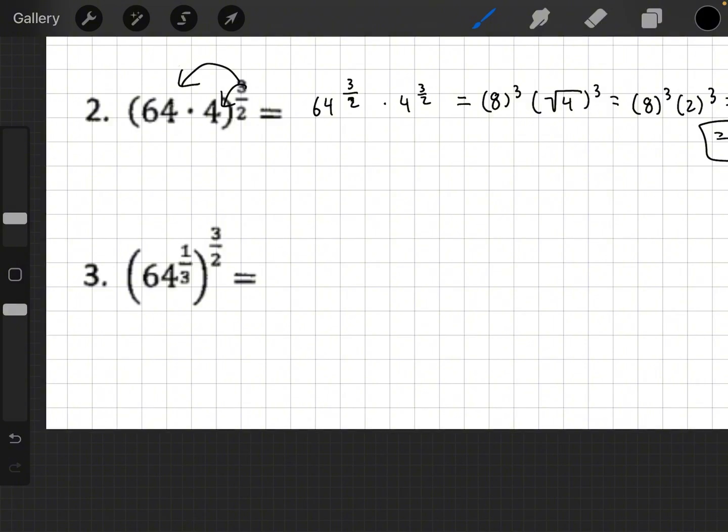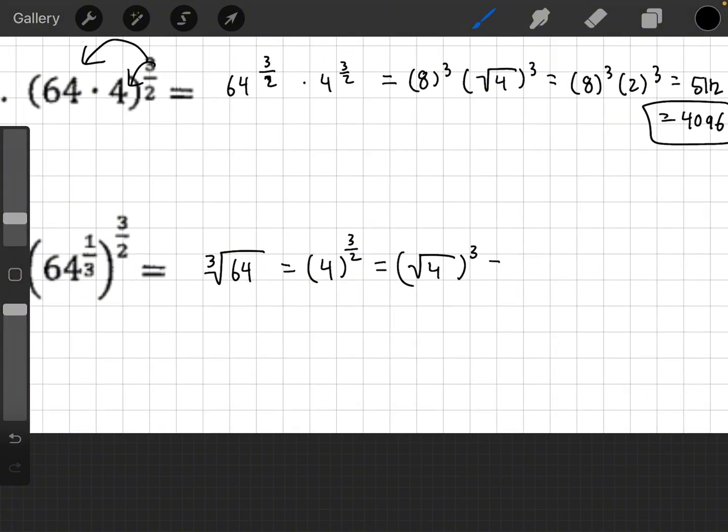Now in our final example, we have 64 to the power of 1/3 to the power of 2 over 3. So we'll focus on the inside of the parentheses first. We'll take the cube root of 64, which equals 4. Now we'll take 4 to the power of 3 over 2. We'll take the square root of 4 and raise it to the power of 3, which equals 2 to the power of 3, which equals 8.